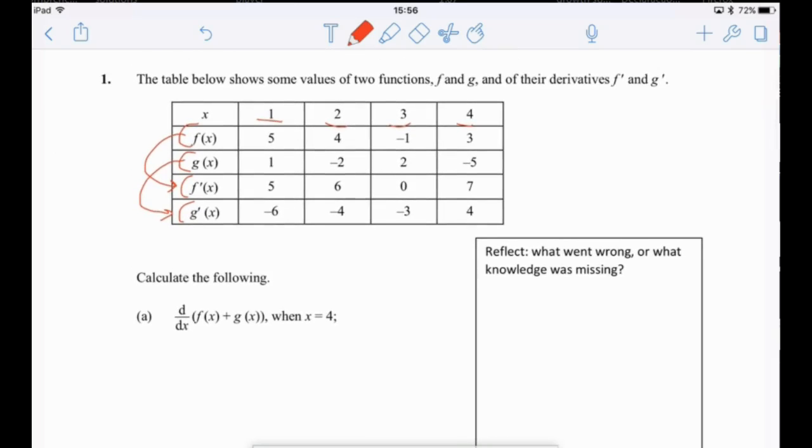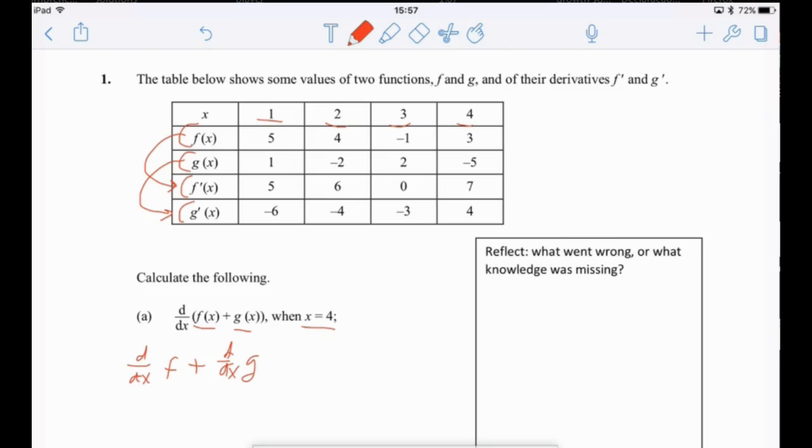Calculate the following. The derivative of f plus g when x equals 4. Okay. Well, we don't know what the function f plus g is. We don't even know what the function f or g is. But we do know that when you take the derivative of two things added together, it's the same thing as taking the derivative of them separately. So we do know that it's equal to that. And then we just need to evaluate it at x equals 4.